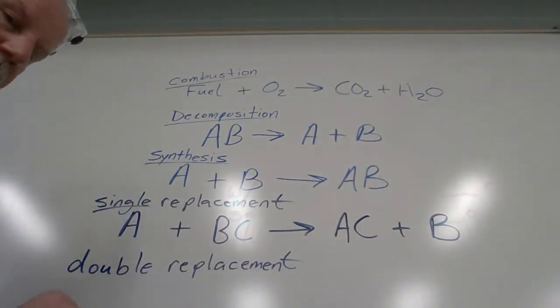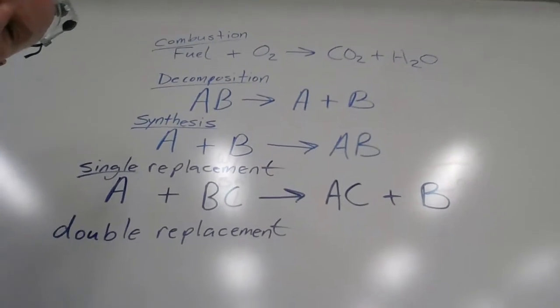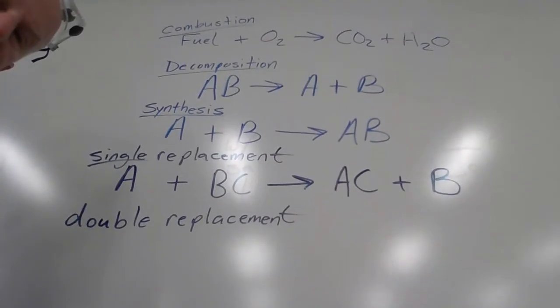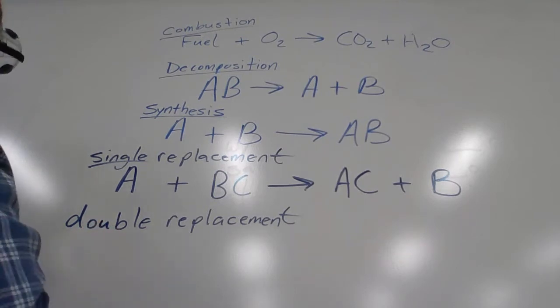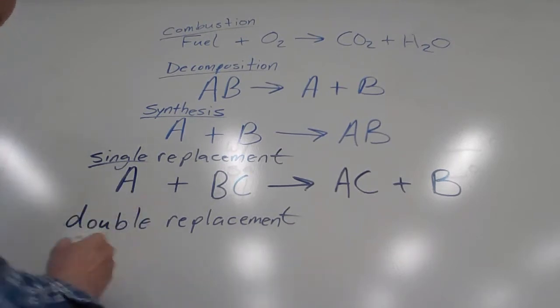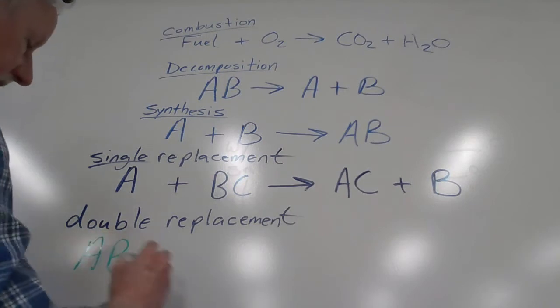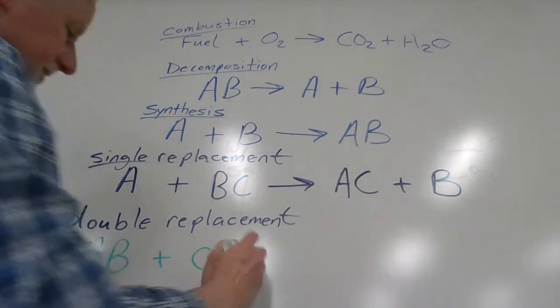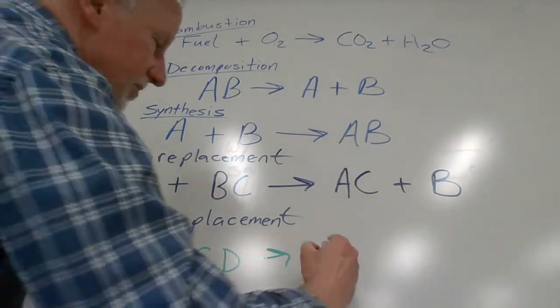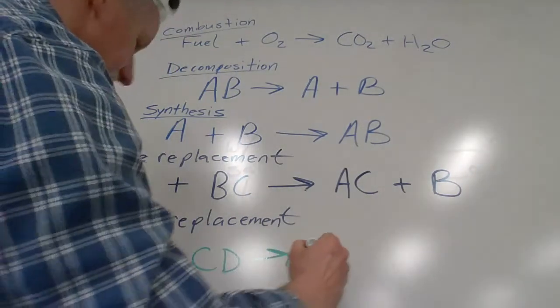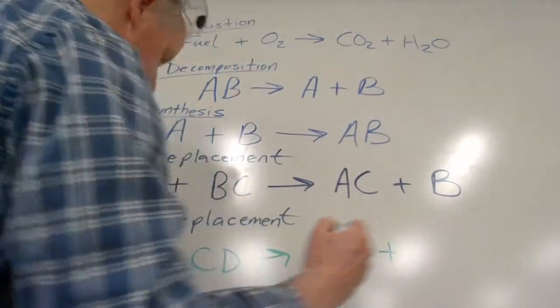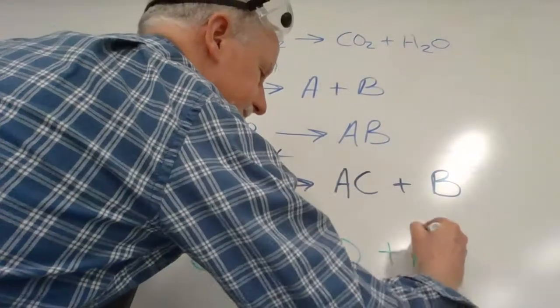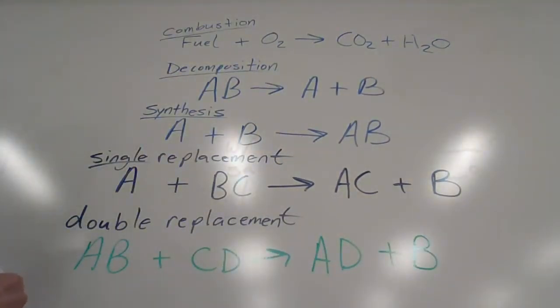So let's see if we can fit this here. All right, so now we have two compounds. Let's change our color just so it kind of shows up. So now we have AB plus CD, and now they both switch. So now it's, let's say AD plus BC. Did I do that right? No, I did it wrong.